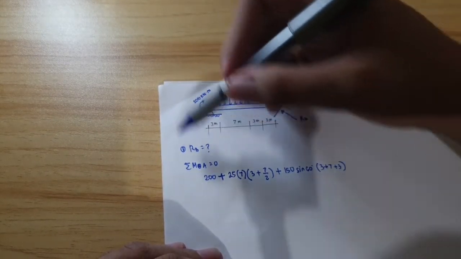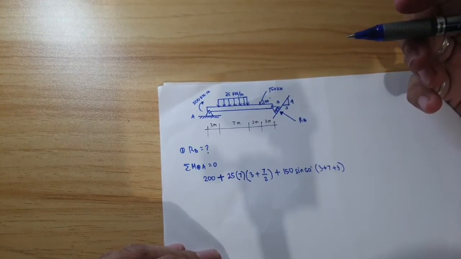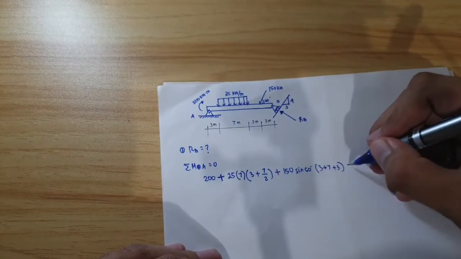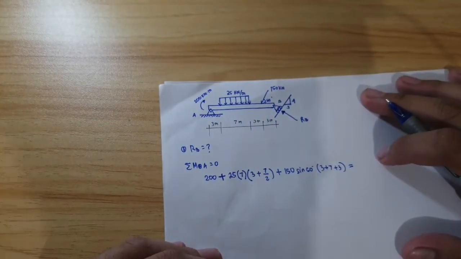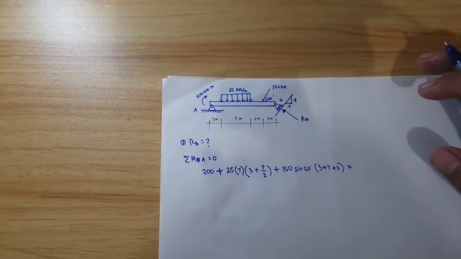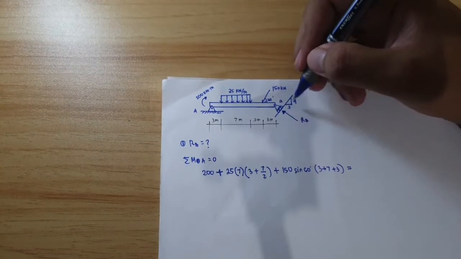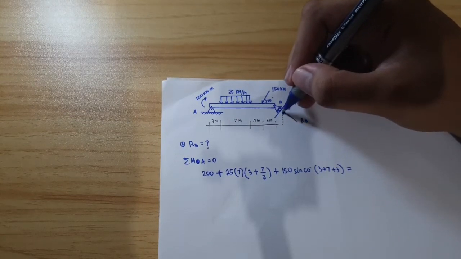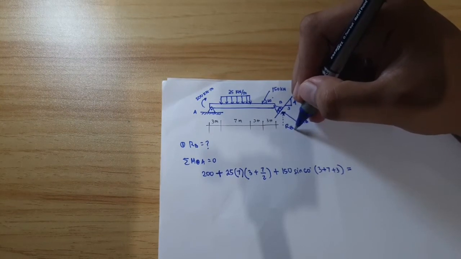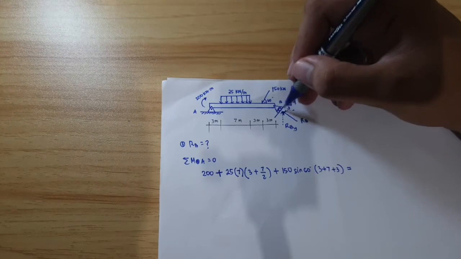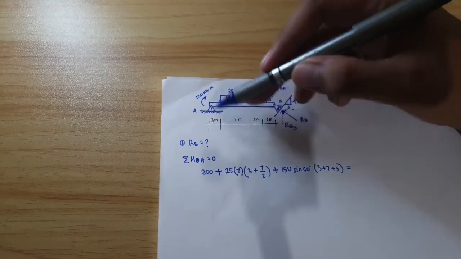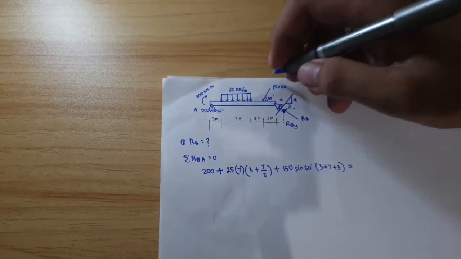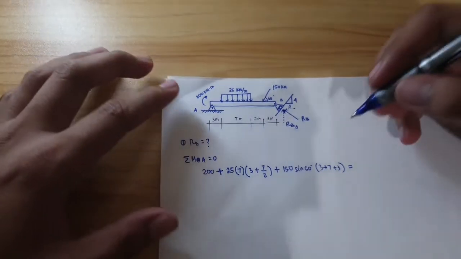Is there any other component? None, right? So there are no other clockwise moments, equal to the counterclockwise moments. So only RB is left, but we cannot use RB directly since the reaction at B is inclined. So what we can use here is its vertical component, RBY, because RBX is collinear with point A, where you sum up the moments. So you cannot consider RBX using summation of moment at A.